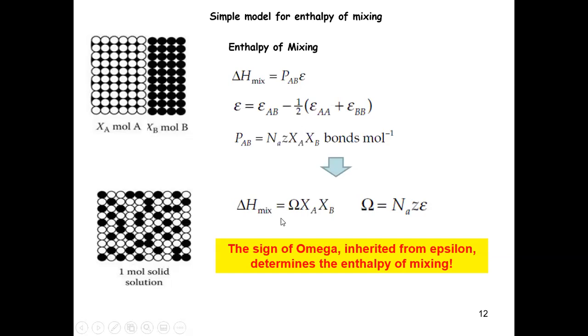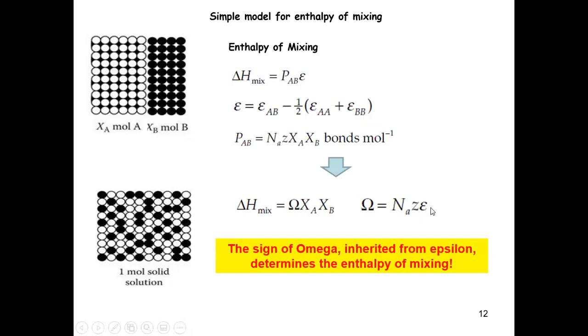So these two do not contribute to the sign of delta H mix. And I already treated you with our appetizer by going through the significance of the sign of delta H mix, right? And the sign of delta H mix is determined by this, okay? And the sign of this is determined by what? Epsilon, right? Whether this epsilon AB is going to be smaller than the average of AA plus BB, right?